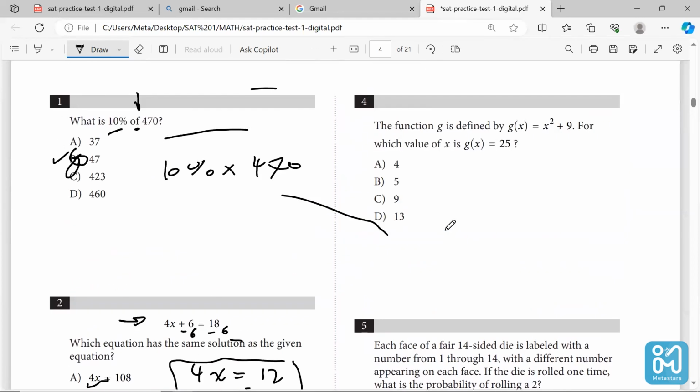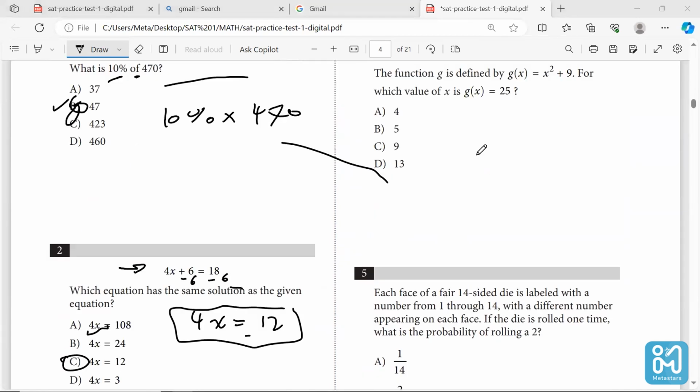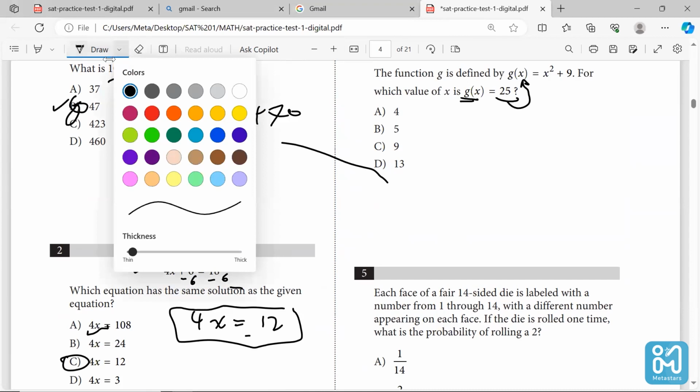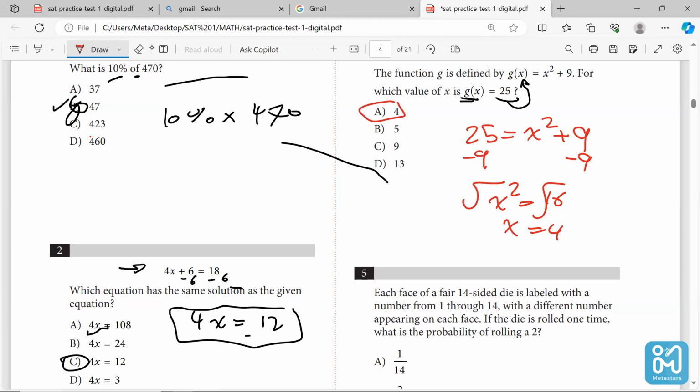Now, let's go to question 4. Here, the function is defined by g of x equals x squared plus 9. For which value of x does g of x equal 25? Take this one and plug it in here. That's it. This is a kind of question talking about functions. 25 equals x squared plus 9. Now, minus 9 and minus 9. So x squared equals 16. Square root, x equals what? 4. So my answer is A. Okay? This is question 4.